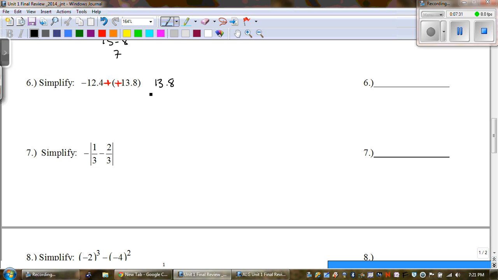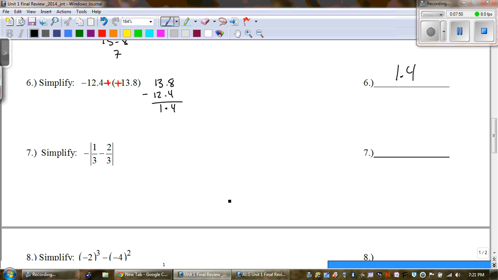I'm going to put the bigger number on top, minus 12.4. My decimals are lined up. 8 minus 4 is 4. 3 minus 2 is 1. And we're left with 1.4.